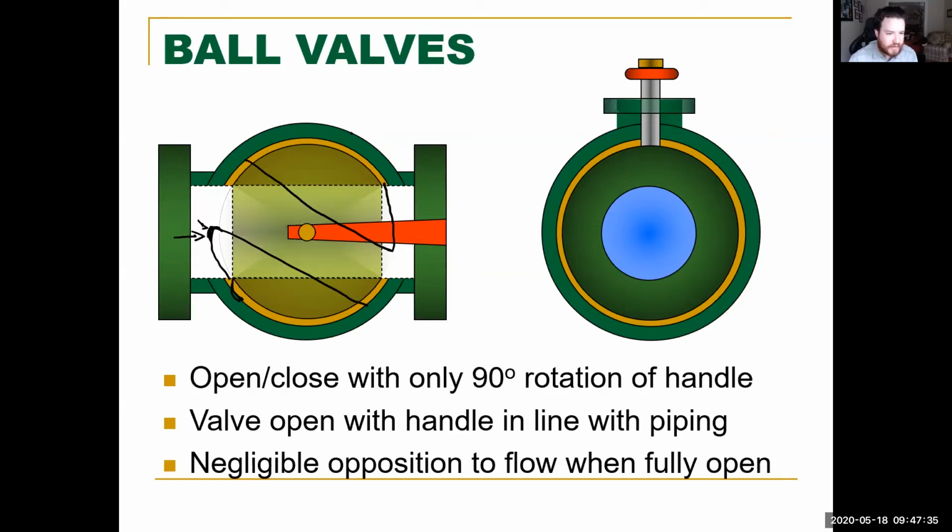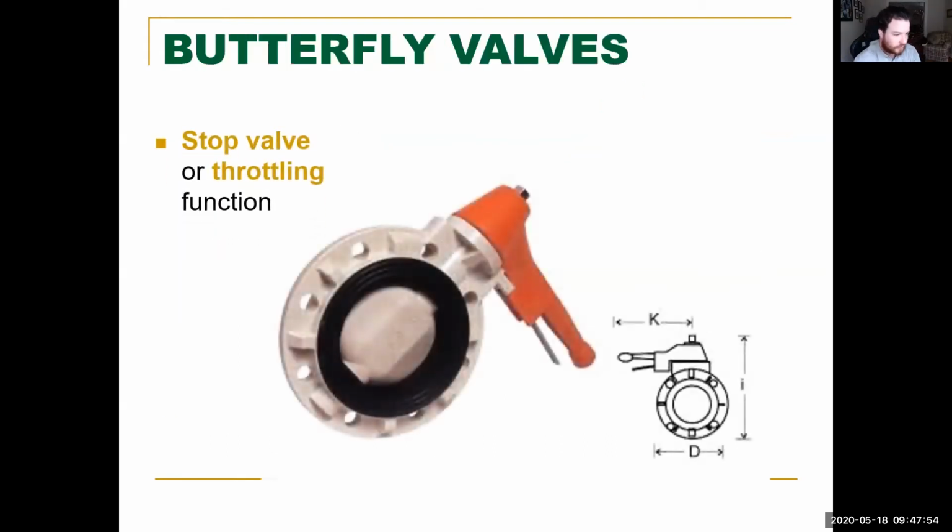And that rounding can allow leakage to either get by and go around, or it could leak up through the handle. And that's what can be basically happening with these things. And they don't really throttle that well. All right. So butterfly valves, they could be either a stop valve or a throttle function.